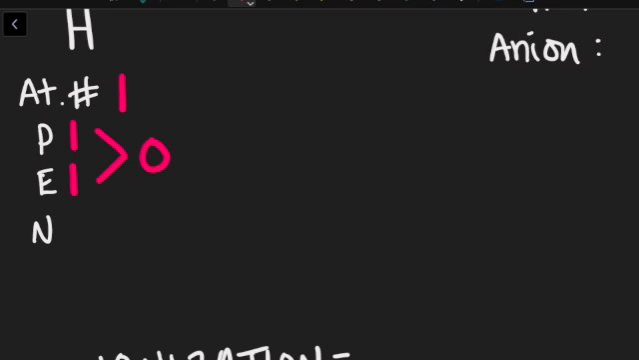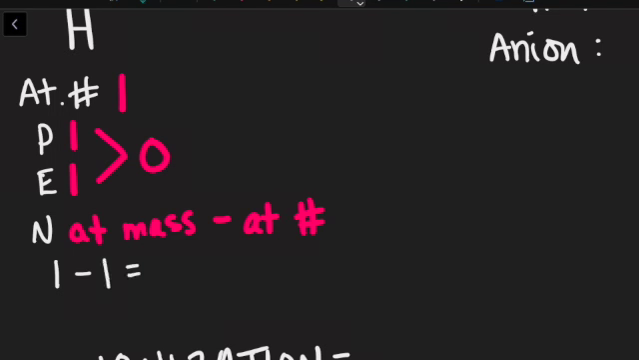Now, neutrons will be atomic mass minus atomic number. In this case, the mass is 1.008, but we're going to round that to 1 minus the atomic number, which is also 1, gives us 0. So it has 0 neutrons, which makes it a weirdo, but that's okay.